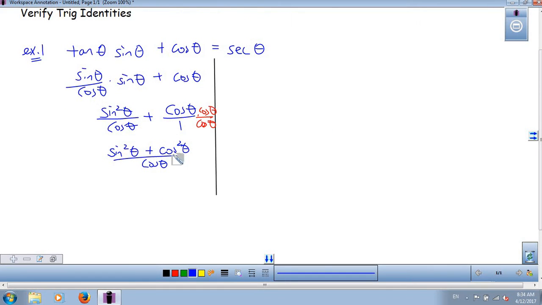Then sine squared theta plus cosine squared theta is equal to 1 by the Pythagorean identity, and it becomes 1 over cosine theta, and 1 over cosine theta is equal to secant theta. So we have proved that those two sides are the same. Secant theta is equal to secant theta.